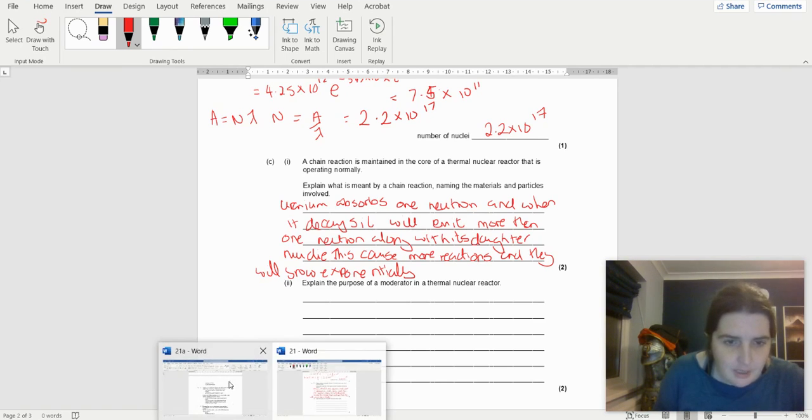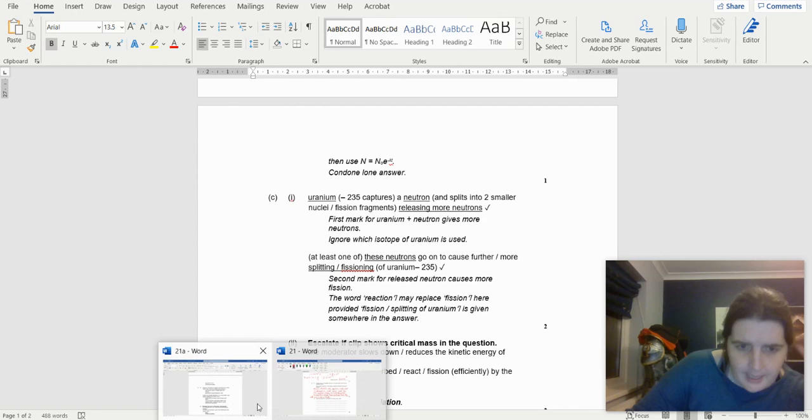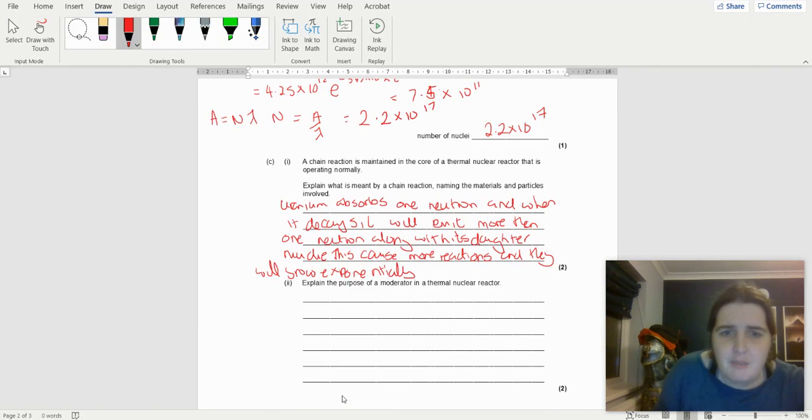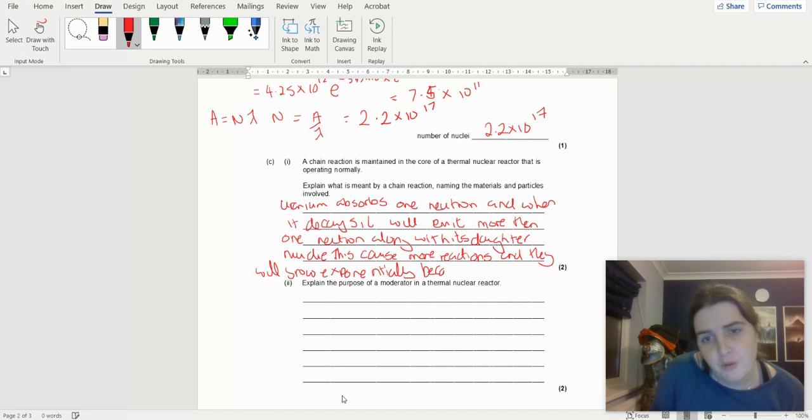So you go to the mark scheme of this one. It does mention 235, which I find really strange, but it says uranium and a neutron. Okay, so it captures a neutron and splits into two, releasing more neutrons. Okay, at least one of these usually goes on to cause further fission. So you get the second mark for releasing, which causes more fission. Okay, so I kind of mentioned that, saying in case emitting more than one neutron which hit, this causes more reactions and they'll grow exponentially. So that's kind of what I'm implying by that. I could have been a little clearer by saying that this is because of more collisions. Okay.